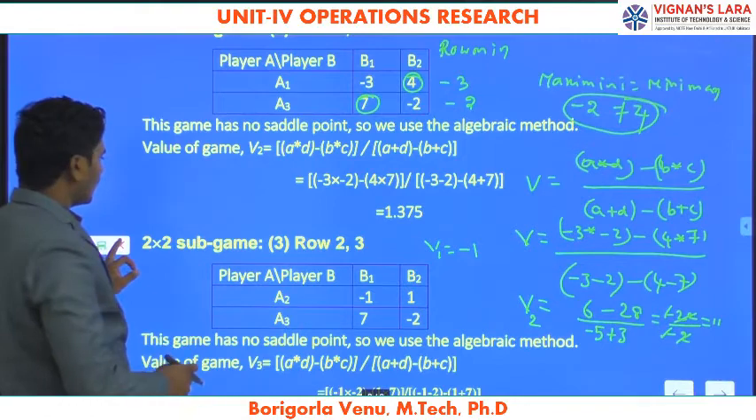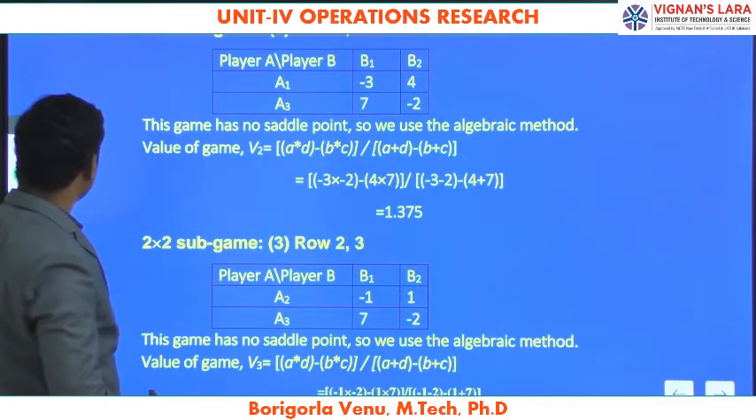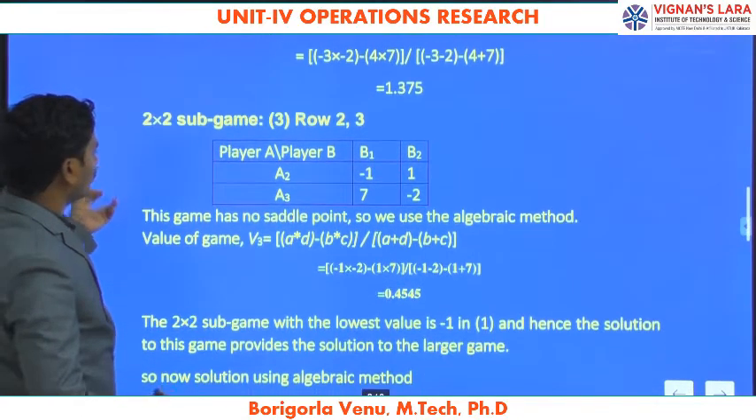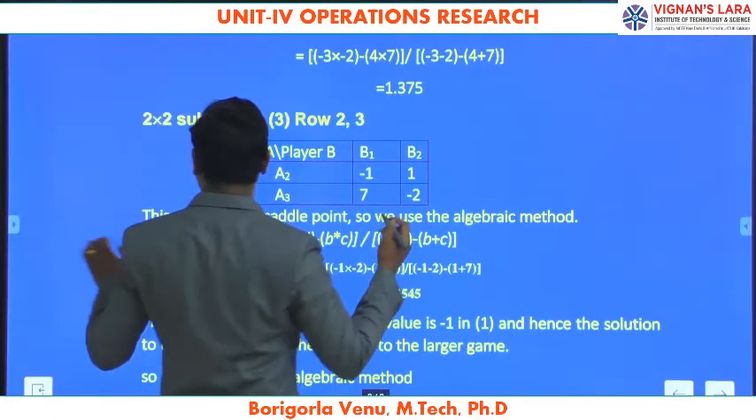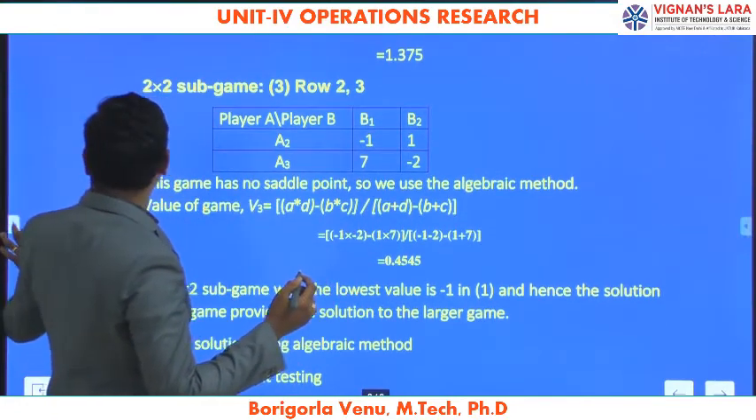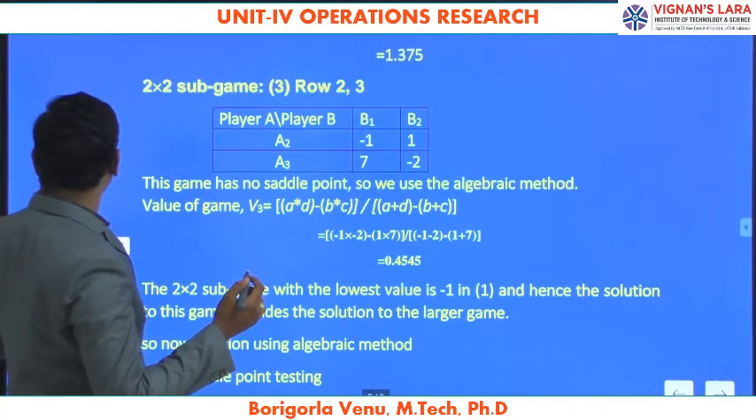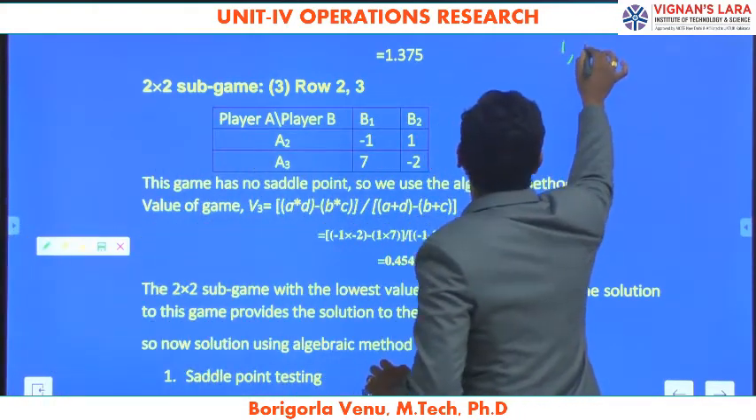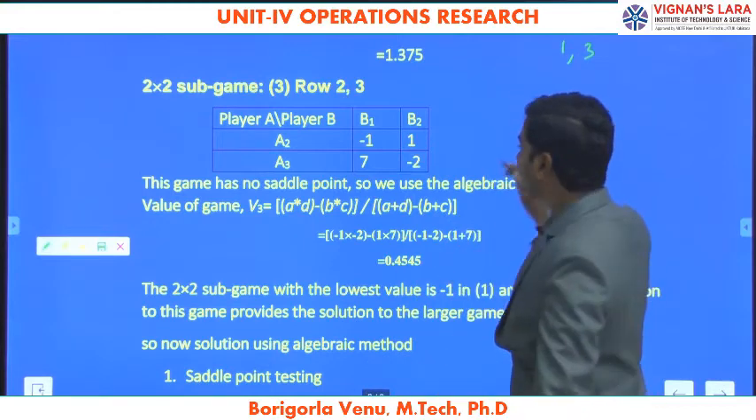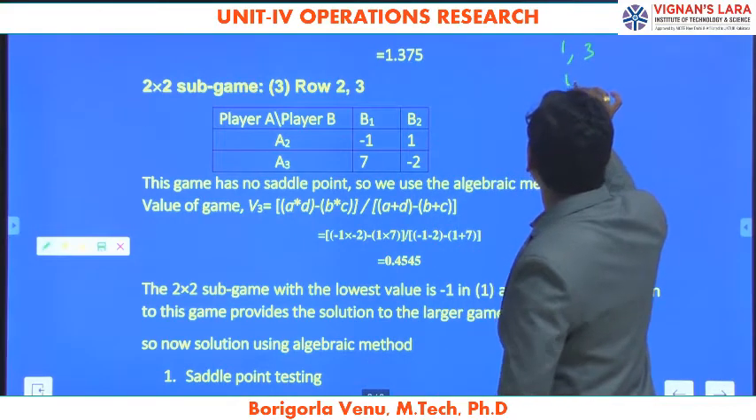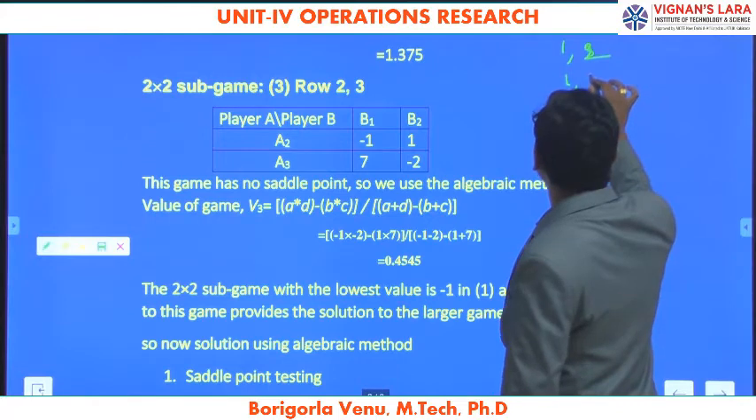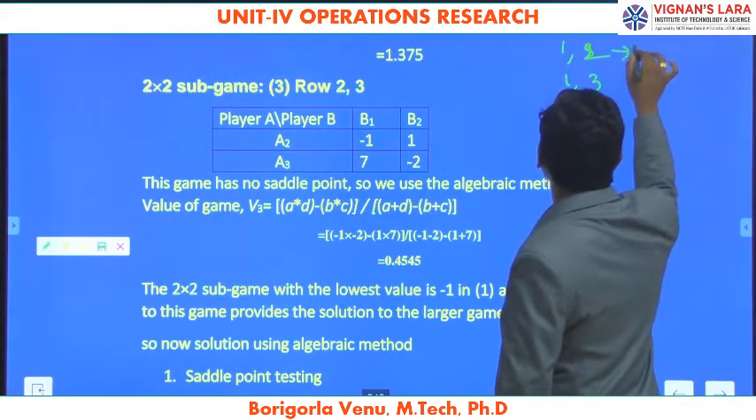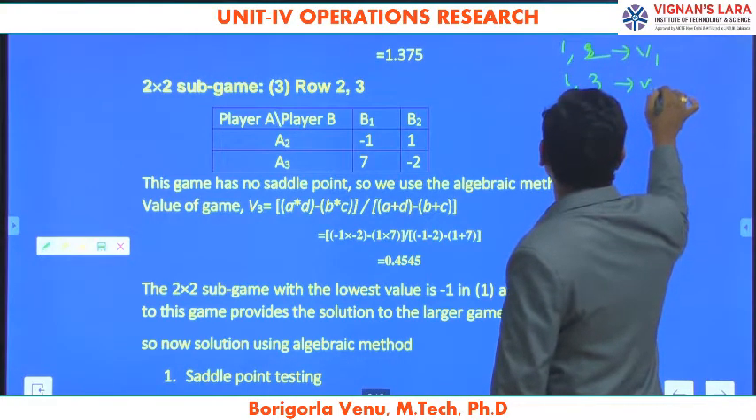Next I am going to take another sub game. I am going to choose another sub game, that is rows 2 and 3. Means at the first game, we chose rows 1 and 3, then we chose rows 1 and 2 first, then rows 1 and 3. From this we get v1 and here we get v2.